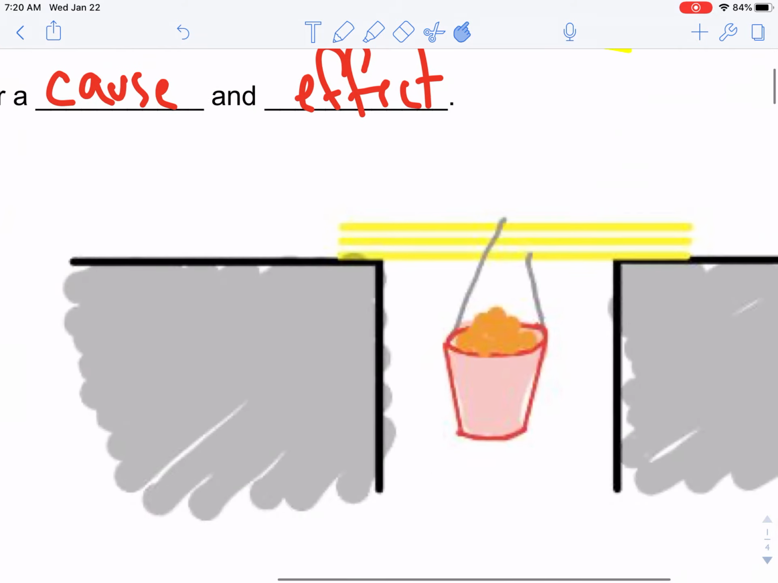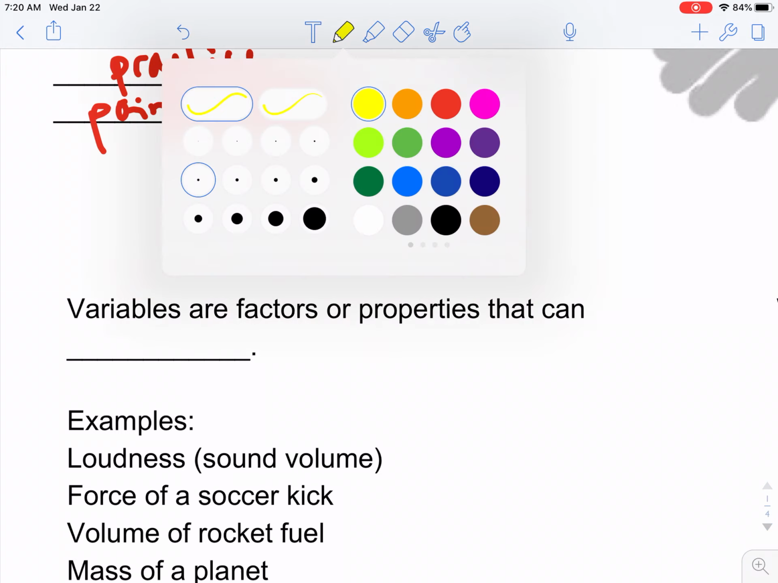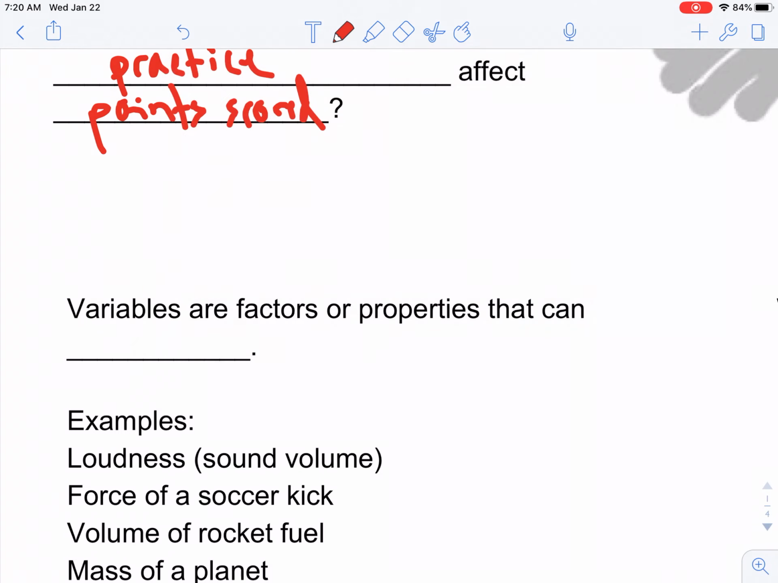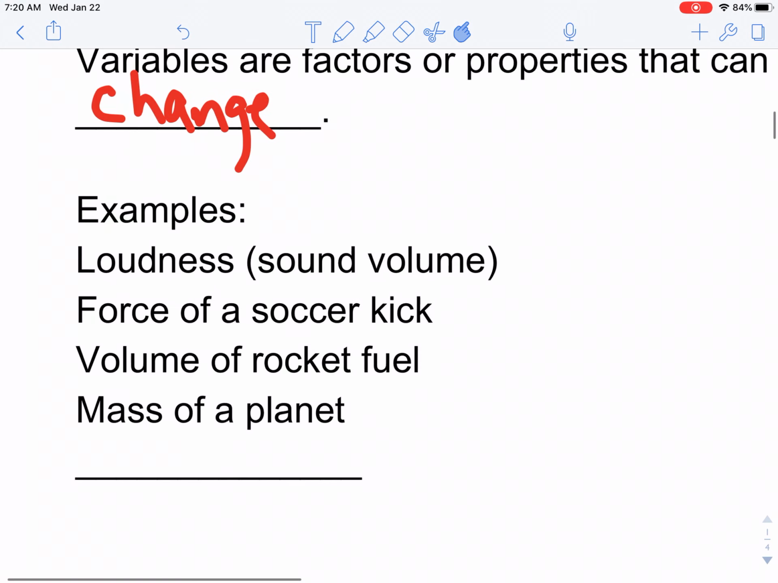A variable is something that can change. Variables are factors or properties that can change. For example, a factor that can change is the loudness of your speakers. You could change the force of a soccer kick. You can hit it lightly or medium or hard.